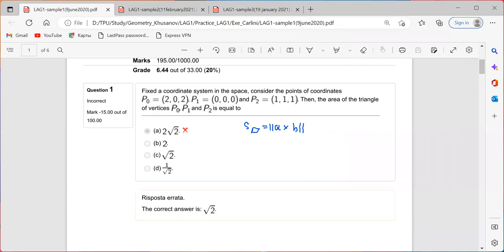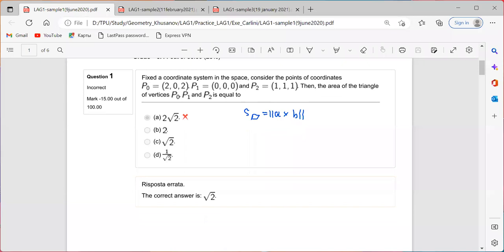Such a problem we already considered in our practice, but the main idea now is that if we have these points, we can construct a triangle, and the vertices will be A, B, and C. So we can construct vectors AB and AC, for example. We can construct this triangle ABC, and we have to compute the area of the triangle.